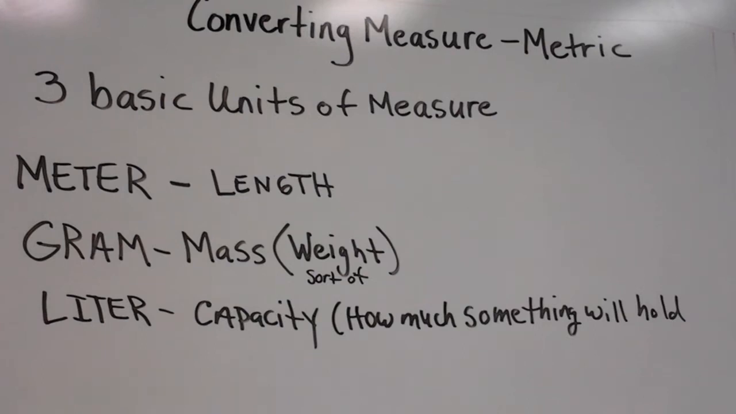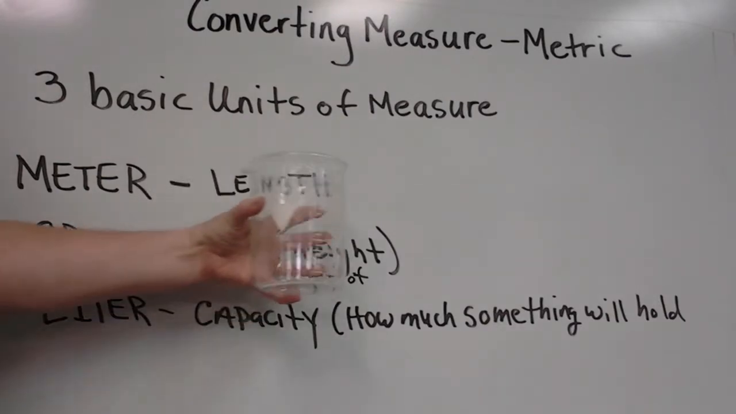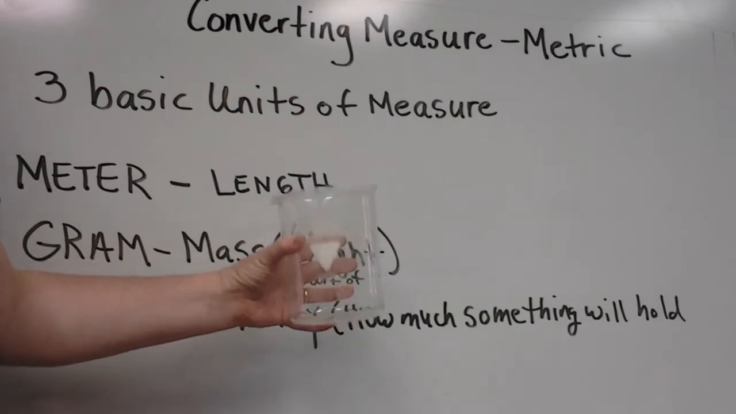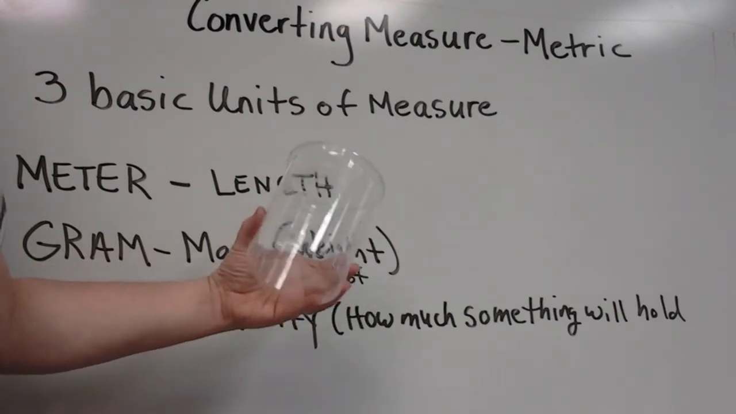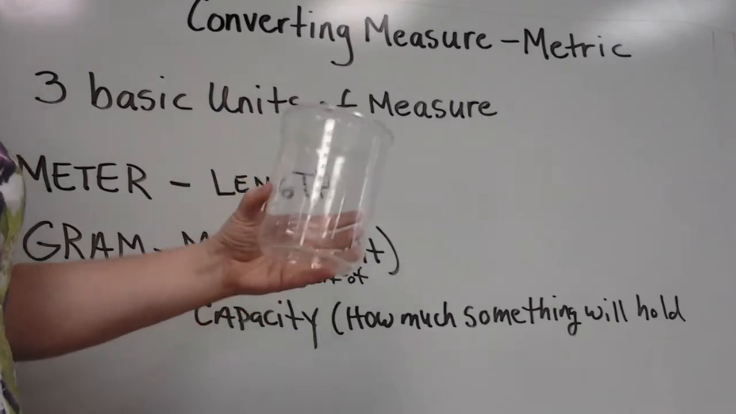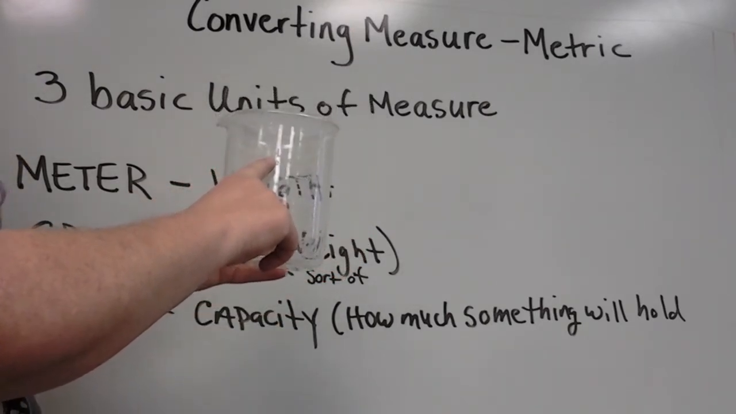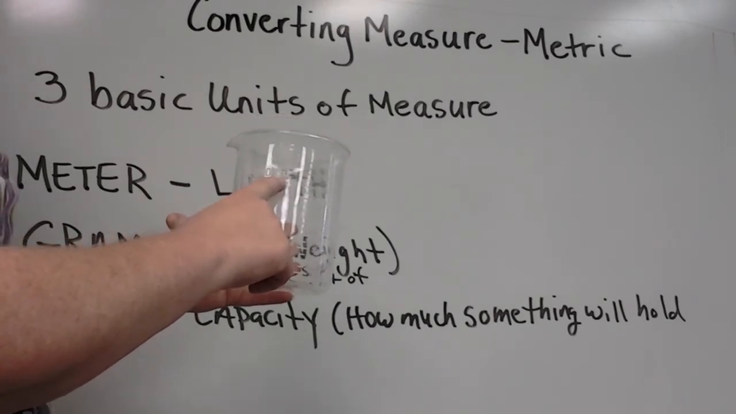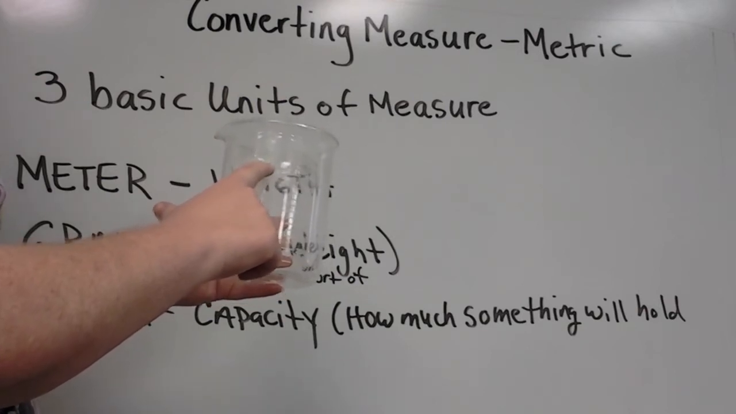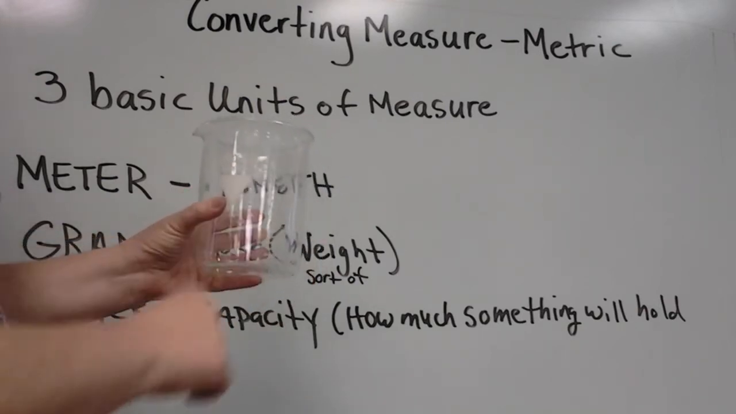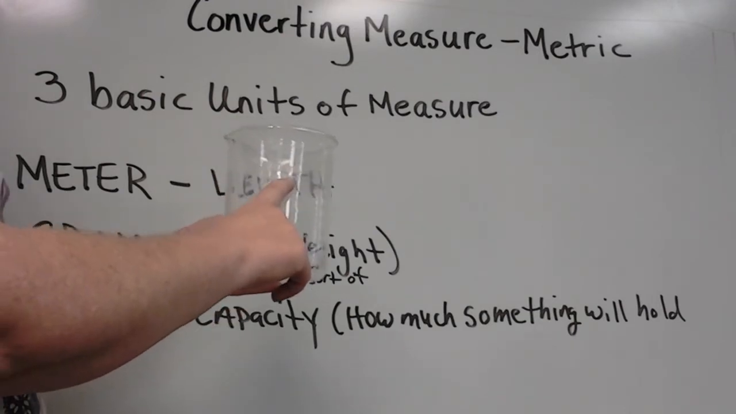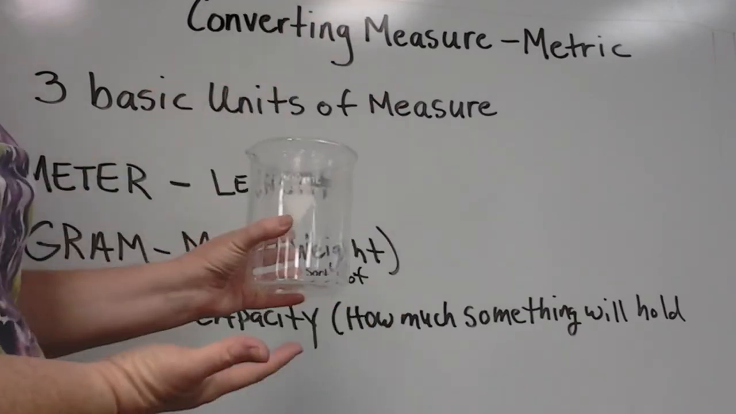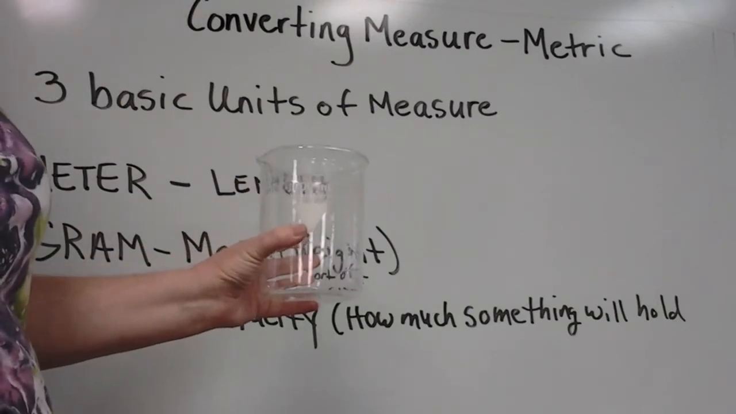Liters has to do with capacity. We already talked about the 2-liter bottle of soda. Here is a beaker that most people see in a science classroom. And this beaker is measured in milliliters. So it's got liters in it, but it has a prefix in front of it. We're going to find out in a moment how many liters this is, because it's 1,000 milliliters. It says so, but we need to know how many liters is it. So we're going to learn to convert.